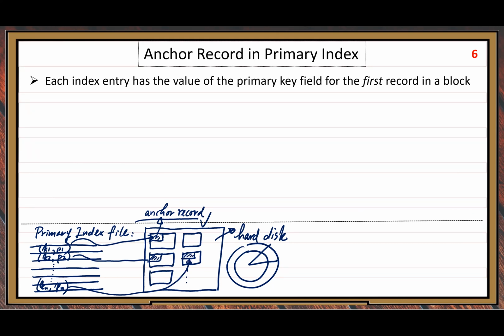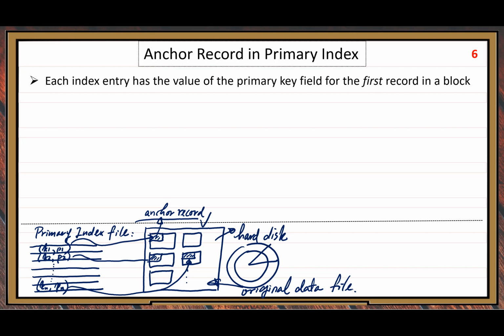Here you can see this is the original data file. In the original data file, for one whole disk block, we only need one small primary index entry to tell us the location in the hard disk. Think about that. That's a big compression, right?